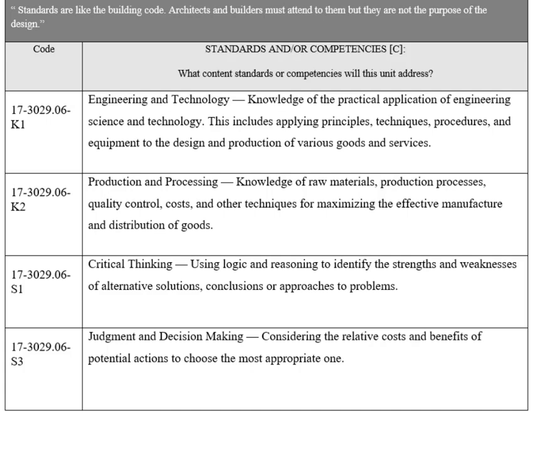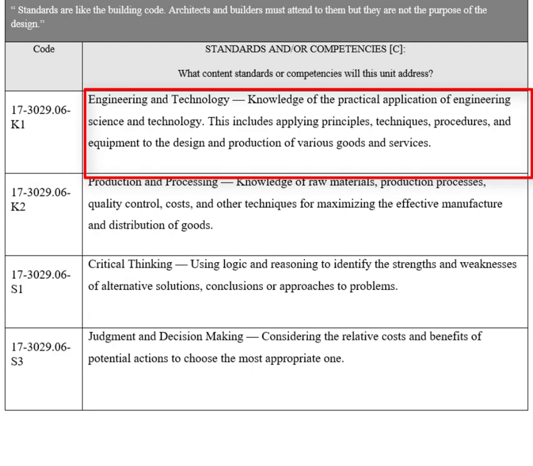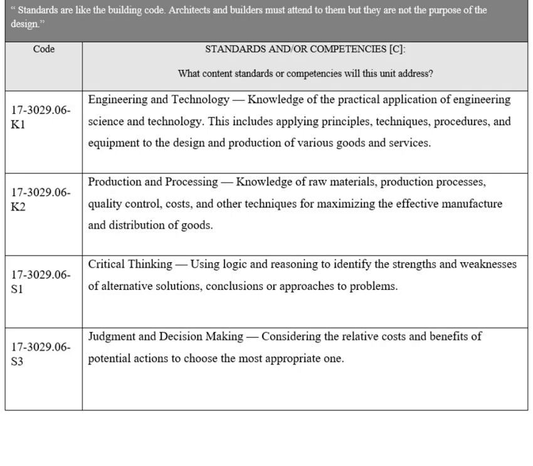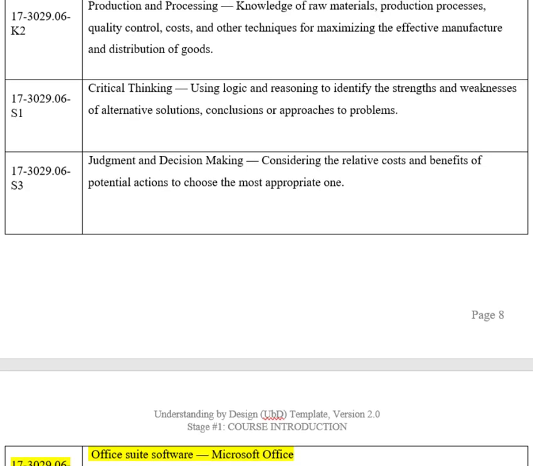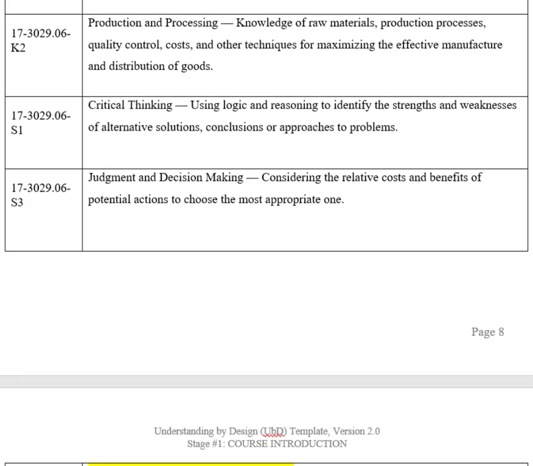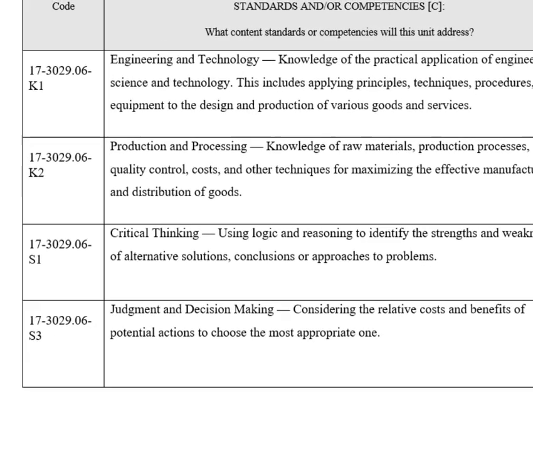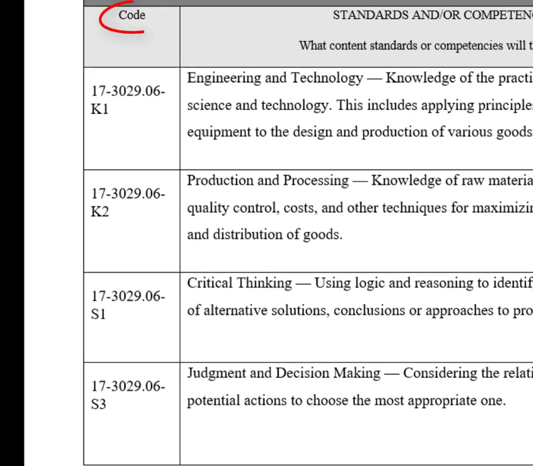What do you want people in your industry to be able to do and know? So, for example here, number 1 is engineering and technology: knowledge of the practical application of engineering, science, and technology. This includes applying principles, techniques, procedures, and equipment to the design and production of various goods and services. All right, that's just one of them. You notice here I have 4 listed, and there's a 5th one, and I'll talk about that in a second. But you'll notice in the left-hand column, there's a code to these competencies.